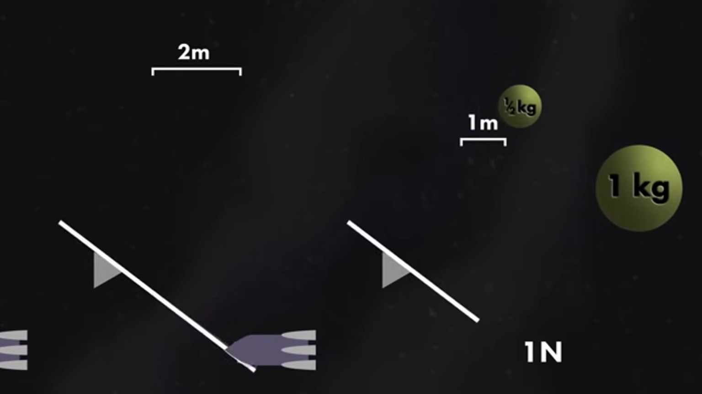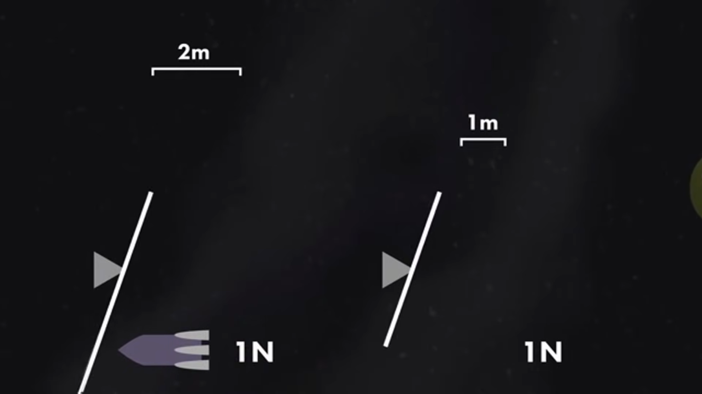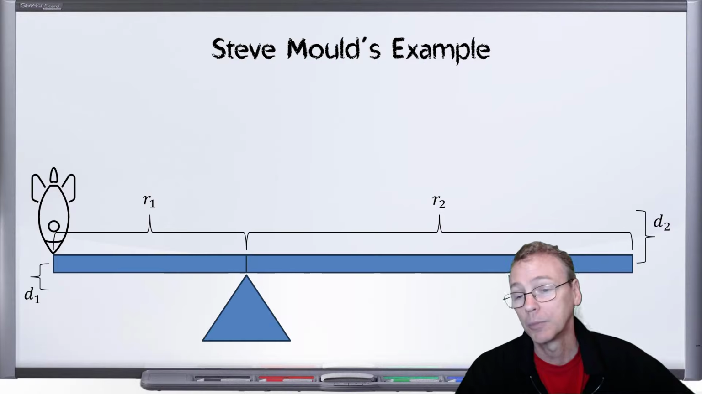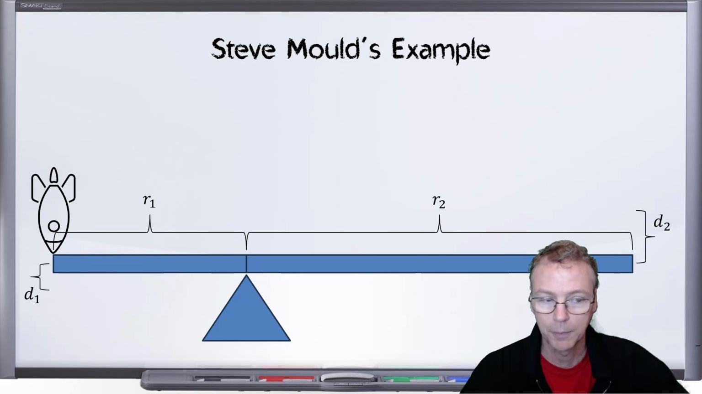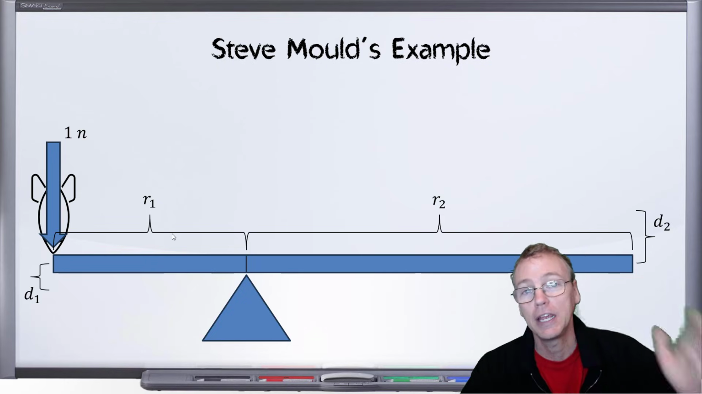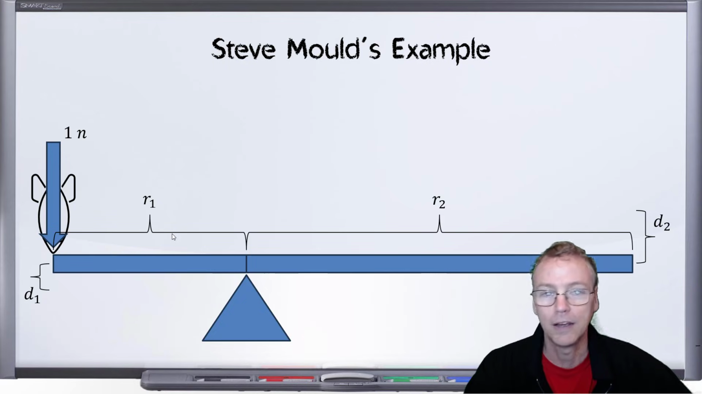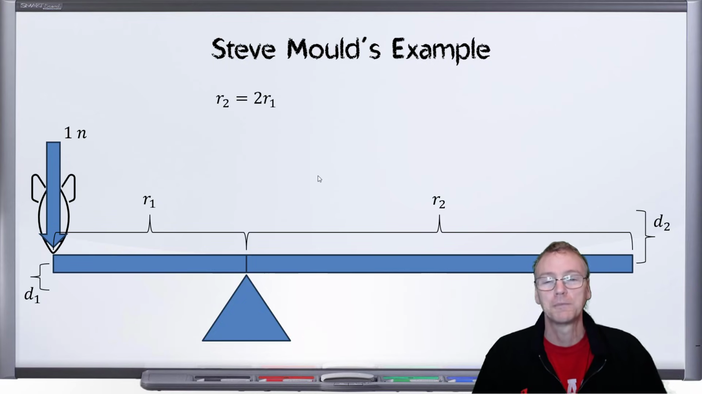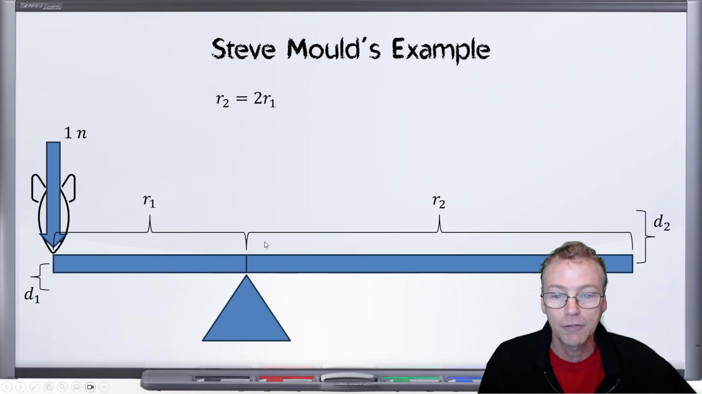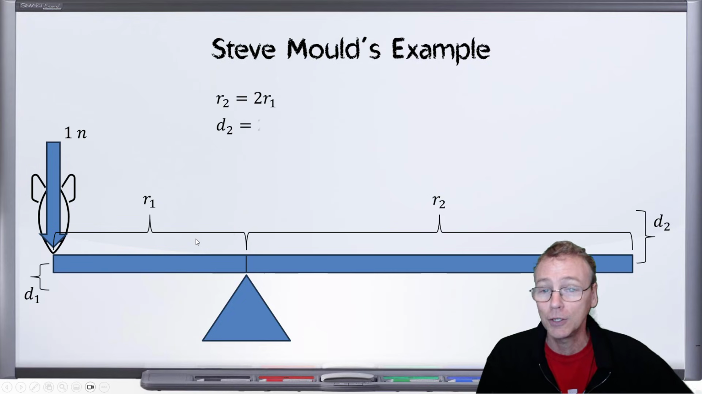So after the engines turn off, the half kilogram mass will be traveling at twice the speed of the 1 kilogram mass. So how does that affect its kinetic energy? In Steve's example, he imagines a rocket on one end of a lever. He imagines the rocket applies a steady 1 Newton of force on the one end of the lever. In his thought experiment, we're going to imagine that the lever arm here, I'm calling R2, is exactly twice the length of R1. And from that, we can conclude that the displacement we're going to get out on the other end is exactly twice the displacement that the rocket is moving through.